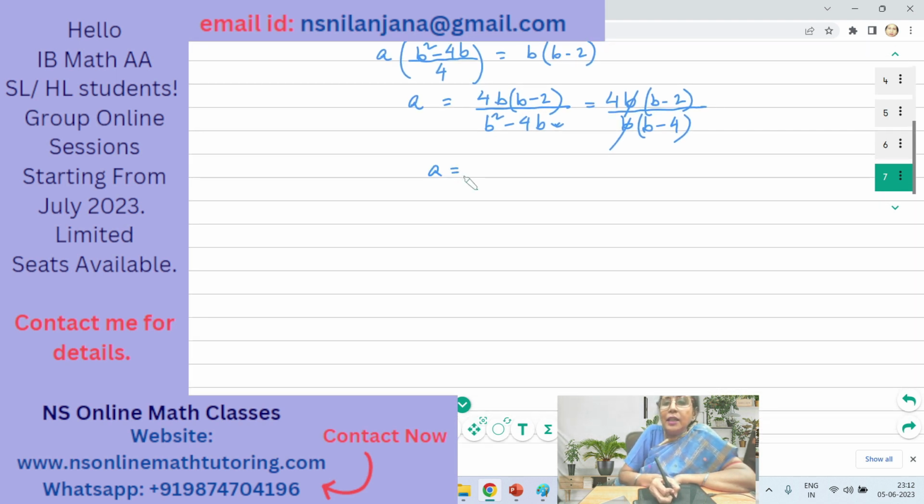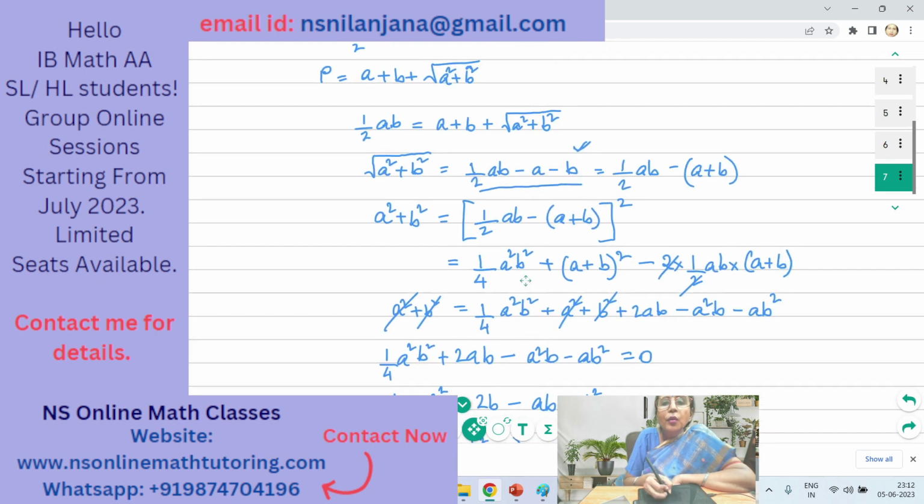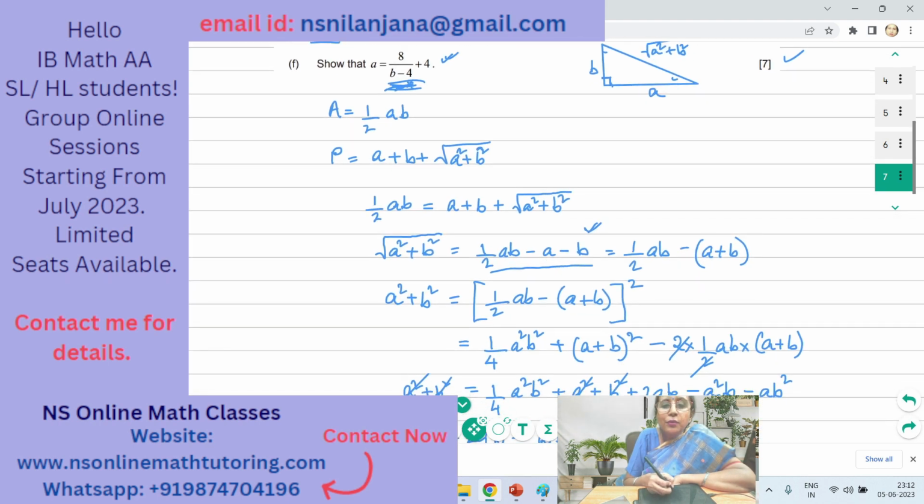So A is equal to, let me rewrite this. I'm just expanding. This is 4b minus 8 over b minus 4. We need plus 4. We need plus 4. How can we have a plus 4?